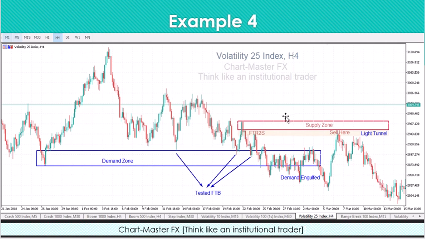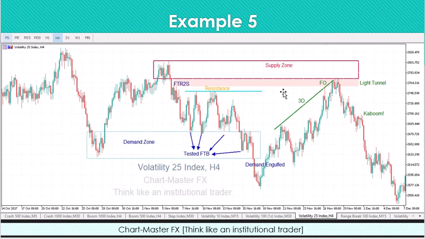So let's go to example number 5. In example number 5 here, we have our demand zone here. Once we have our demand zone, we can see that the supply zone was created on the upside, and you can see, guys, that we had an FTR to supply. The price failed to come back to the supply zone. So here you can draw your light tunnel. Take note that the light tunnel should not be significantly large because you'll be increasing your risk. So if you had a light tunnel that is so big, then it's better not to take that trade and only take trades that have a light tunnel that is significantly small.